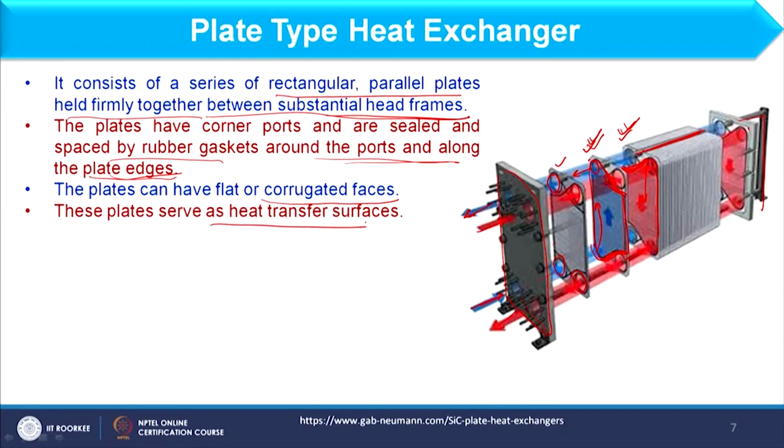We have some depressions in this, we have a wavy structure also, and because of this we can find more turbulence over the plates. Okay. When the fluid moves, because of this wavy structure, more turbulence will be there over the plate, which increases the heat transfer coefficient. So, when you compare the heat transfer coefficient of a plate heat exchanger and a shell and tube heat exchanger for the same heat transfer area, the heat transfer coefficient will be significantly high in the plate heat exchanger because of this structure only. And these plates serve as a heat transfer surface.